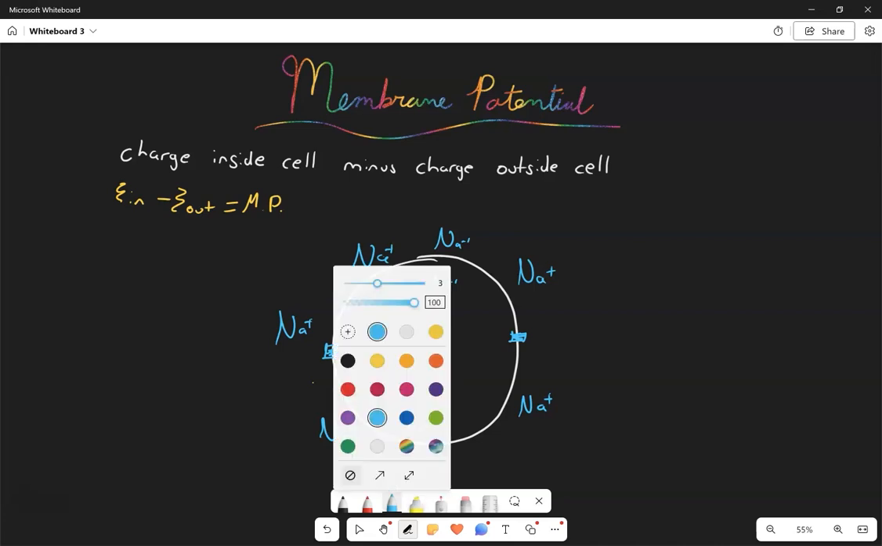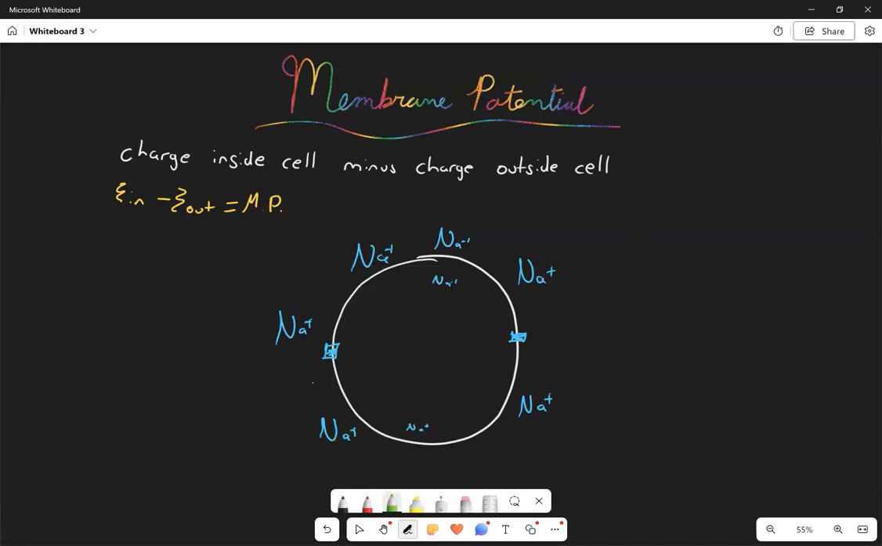And let's go ahead and do the same with potassium, but remember we have a high concentration of potassium on the inside of the cell. So some big letters, quite a few of them. And then let's do a little bit of potassium on the outside of the cell, like so. And we'll also make the cell permeable to potassium by putting some channels on there.